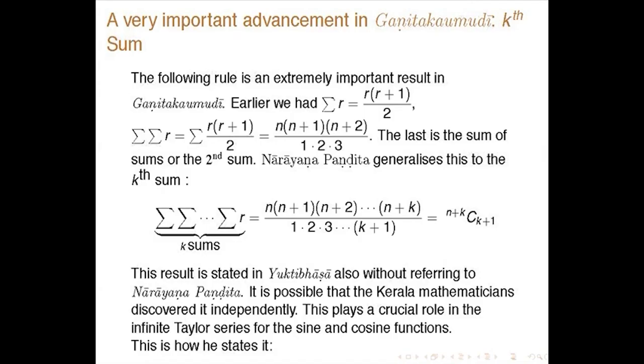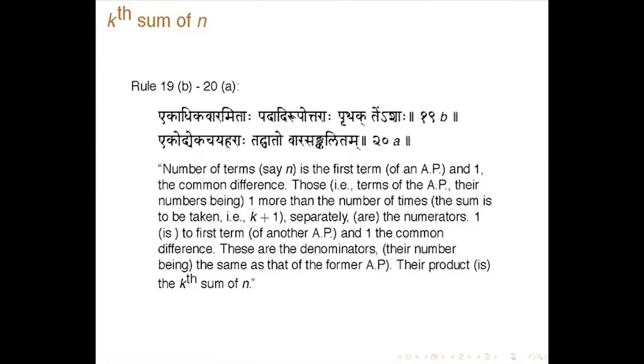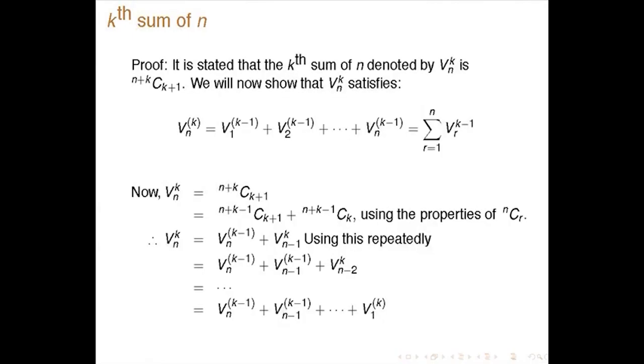n into n plus 1 into n plus k up to, because he is saying those one more than the number of terms. So this will go, the first term is n, then it goes up to one more number. The sum of n should be taken, so the n plus k should come in the last term.